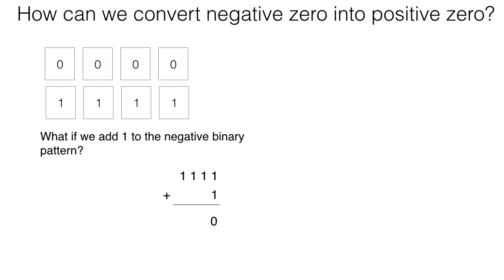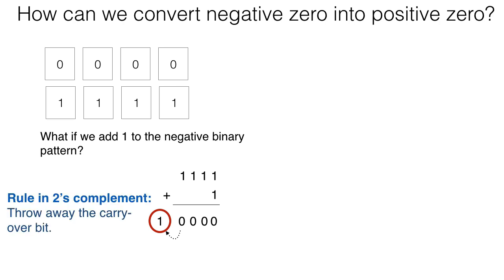So I go 1 plus 1 is 0, carry the 1. 1 plus 1 is 0, carry the 1. 1 plus 1 is 0, carry the 1. 1 plus 1 is 0, carry the 1. Look at my pattern. 0, 0, 0, 0. Okay, cool. And I have a carry bit.